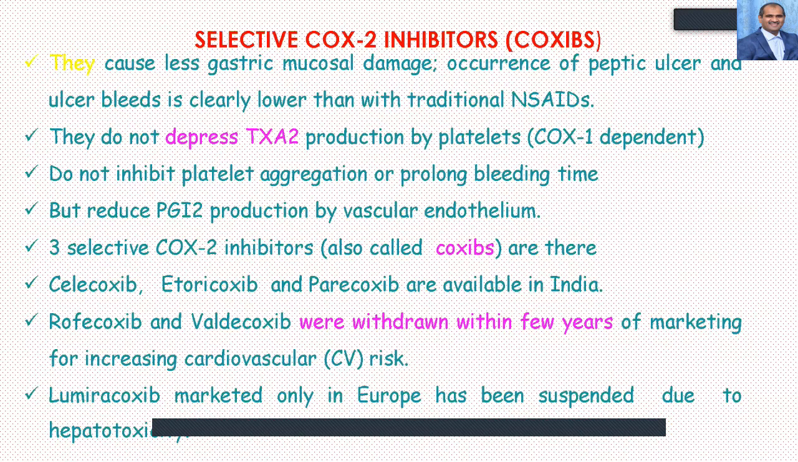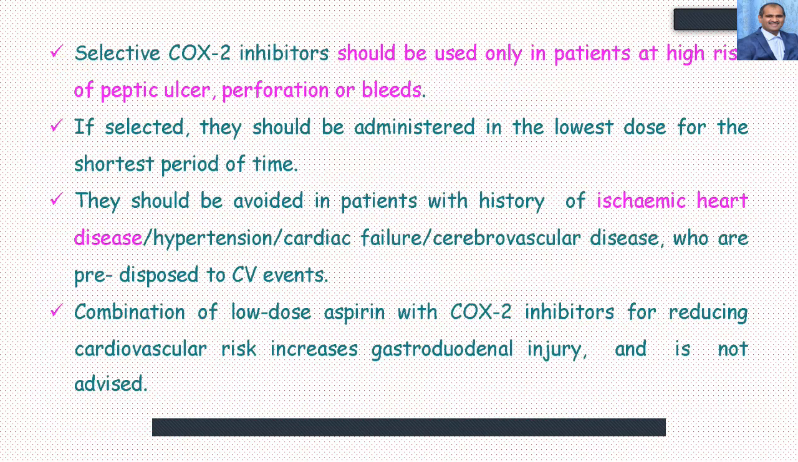And lumiracoxib, marketed in Europe, has been suspended due to severe hepatotoxicity. So even though the selective COX-2 inhibitors do not cause any gastric problem, they cause other problems like kidney toxicity and also cardiac toxicity. The selective COX-2 inhibitor should be used only in patients at very high risk of peptic ulcers, perforation and bleeding. If selected, they should be administered at a lower dose for the shortest period of time.